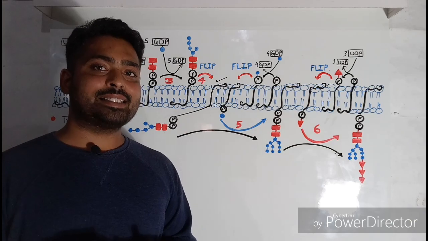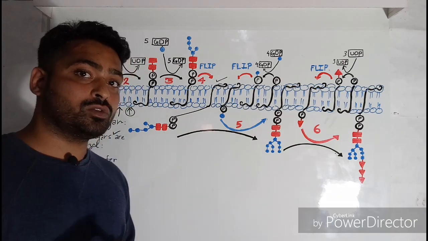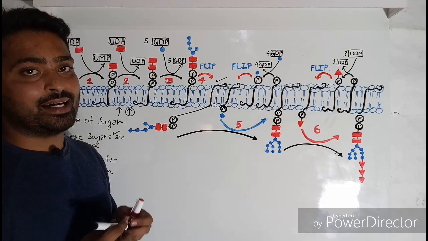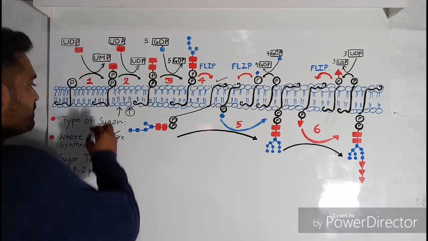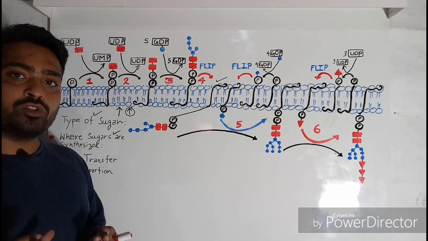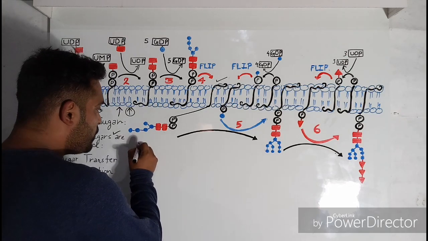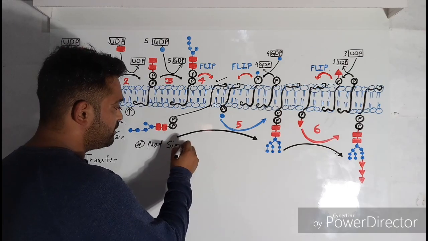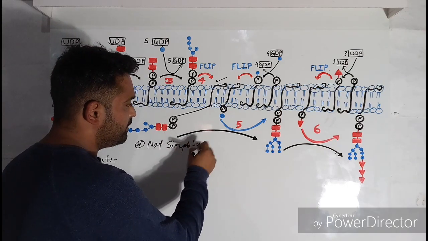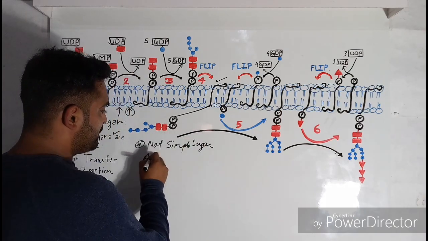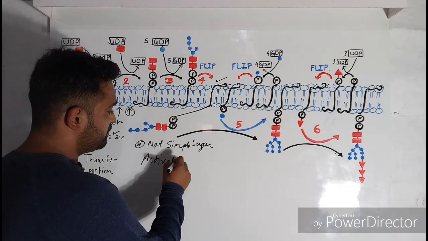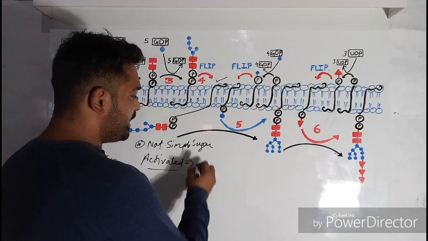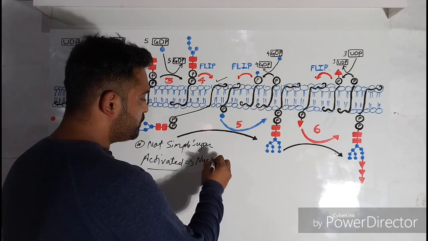Now, before we discuss the transfer of these sugars to the Dolichol phosphate, I want to tell you some specific points regarding this mechanism. The first one is the type of sugar which we are using. This is not a simple sugar, this is an activated sugar. What is an activated sugar? The one which is attached to a nucleotide.